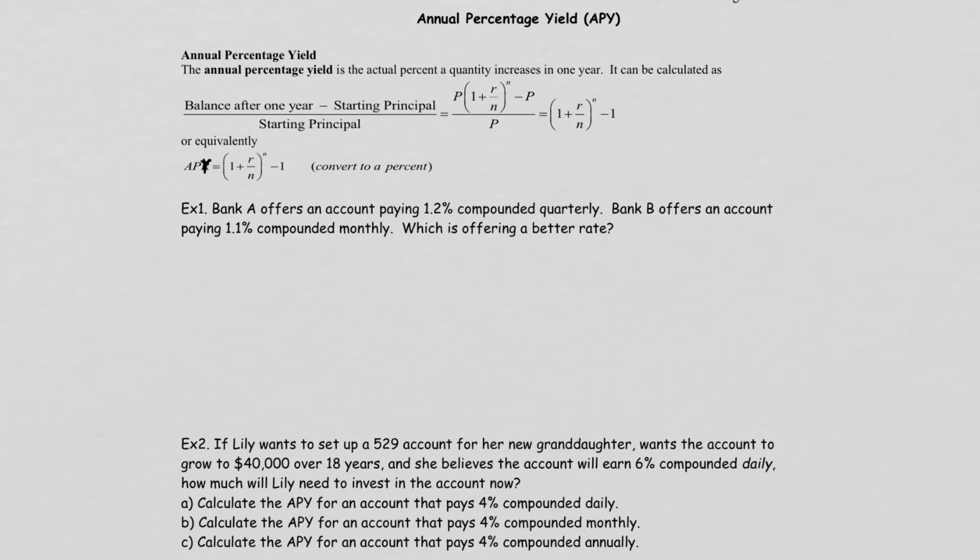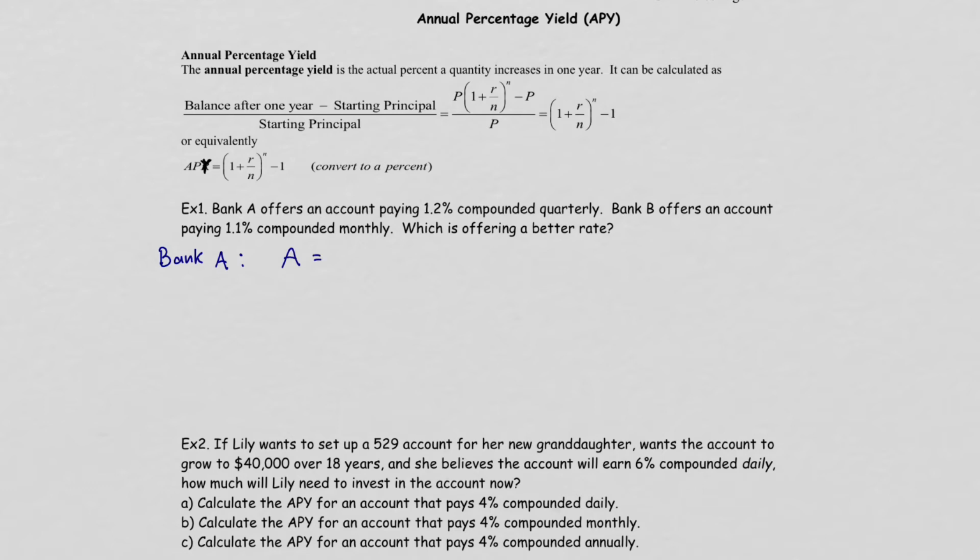The first example is asking you to compare. Bank A offers an account that pays 1.2% compounded quarterly. Bank B offers an account that pays 1.1% compounded monthly. And they want to know which one is the better offer. So what we're going to do is figure out the amounts for Bank A.